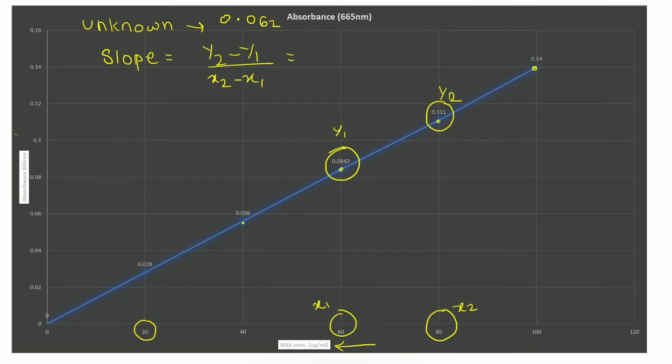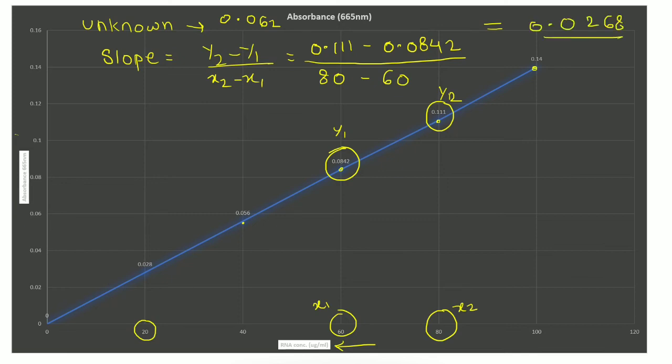So taking the values, we will write here 0.111 minus 0.0842, y2 minus y1. Similarly, x2 minus x1 is 80 minus 60. It will give you a value of around 0.0268 divided by 20. The answer will be 0.00134. This value is your slope.